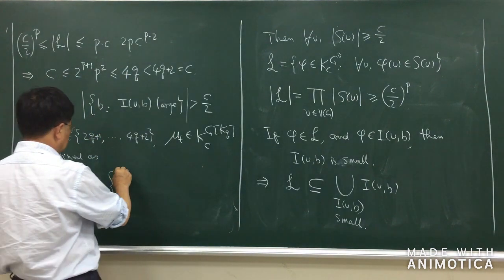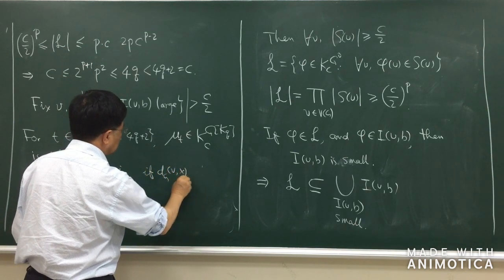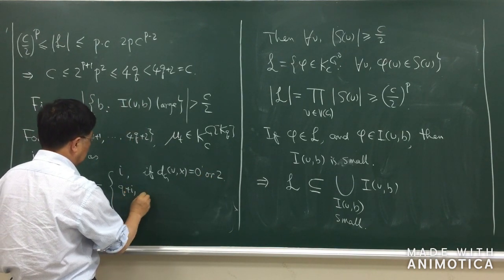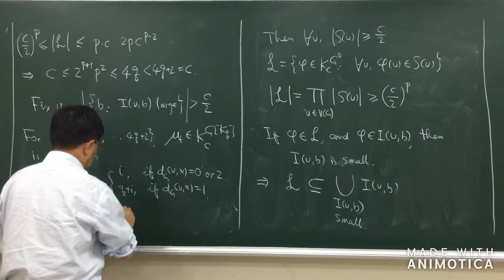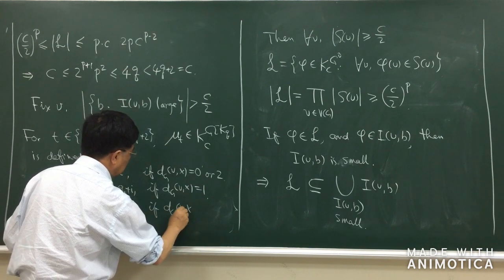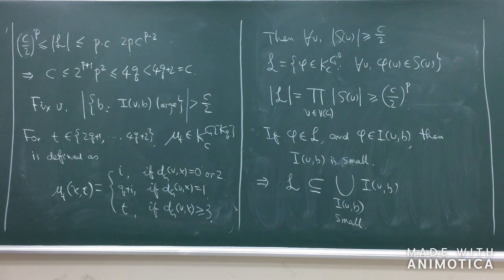It's colored by color i if the distance between v and x is either 0 or 2, and it's q plus i if the distance equals 1, and it's t otherwise, that is, the distance between v and x is greater or equal to 3. So that's the definition of mu t. So for t we have 2q plus 1, 2q plus 2, up to 4q plus 2, such maps here. Right.